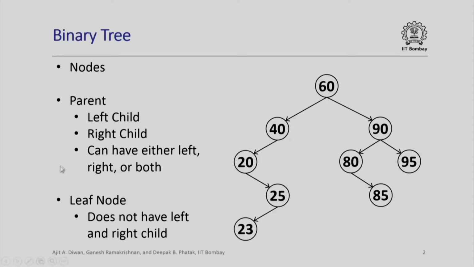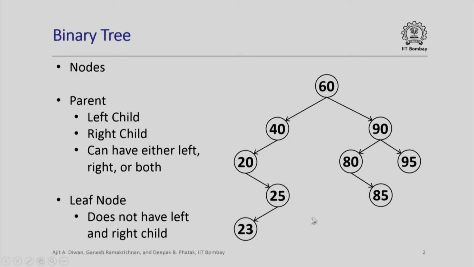A binary tree has nodes such as these. There is a parent node and a child node concept. So for example, this is a parent node 60. It has a left child which has 40, it has a right child which has 90. A node can have either a left child or a right child or both. There are of course special nodes which are called leaf nodes which do not have any children.